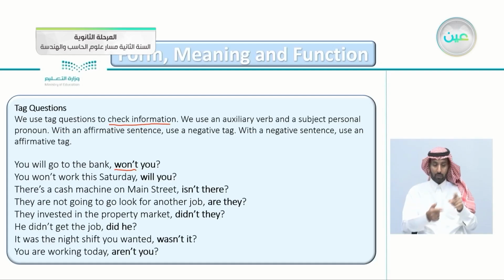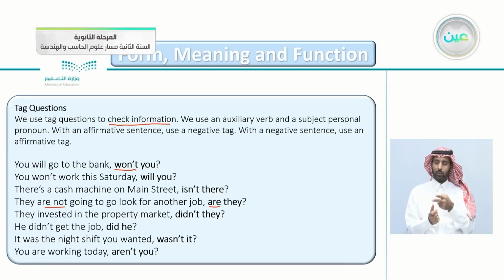Next example here, they are not going to go look for another job, are they? Again, they are not. Here it's a negative and are here is affirmative. So we use the same auxiliary verb. They are not going to go look for another job, are they? They invested in the property market, didn't they? He didn't get the job, did he?